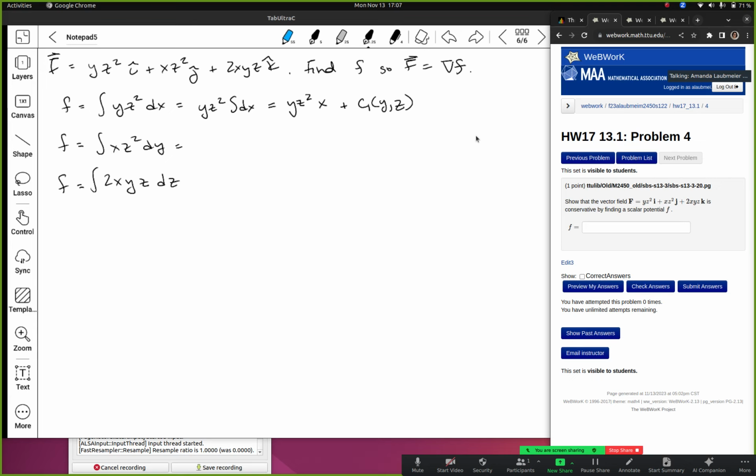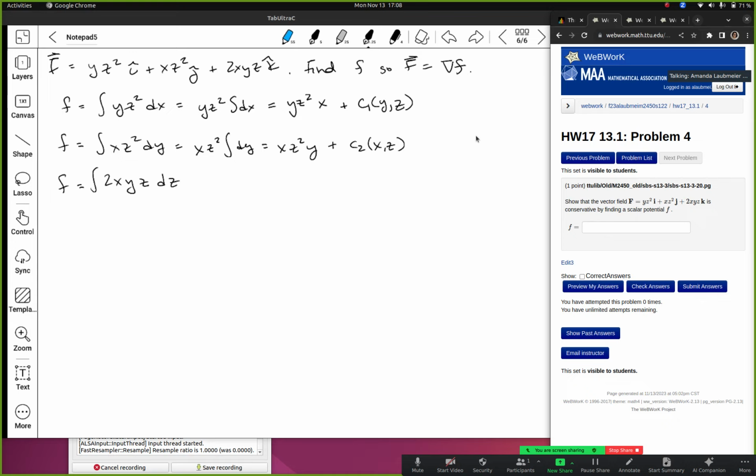Same idea with integrating xz squared with respect to y. X and z are a constant as far as y is concerned. So I could pull that out front and just be left with dy inside the integral. So I would just get xz squared times y, plus there might be some constant that I don't know what it is that only has x and z in it that I couldn't recover from integrating the j component.